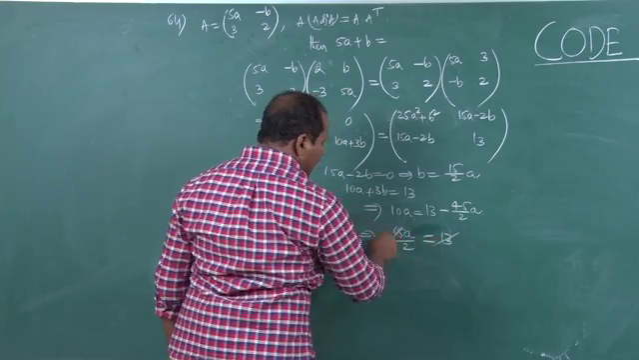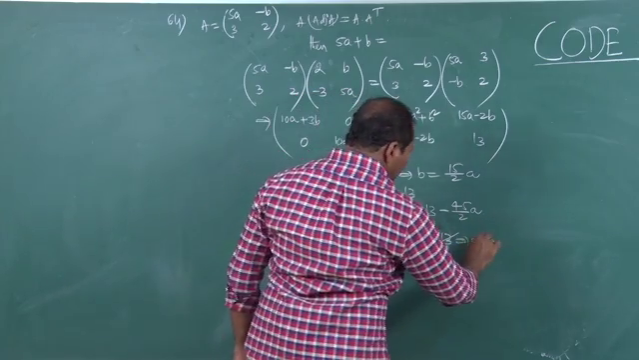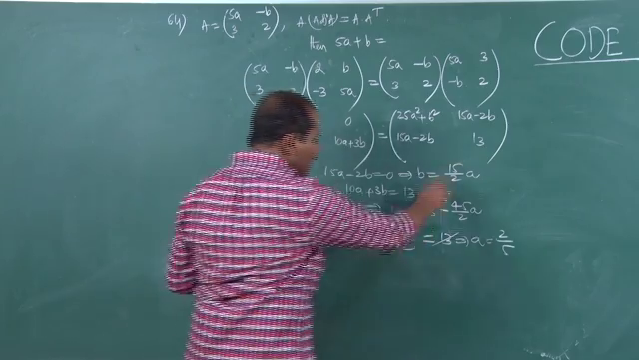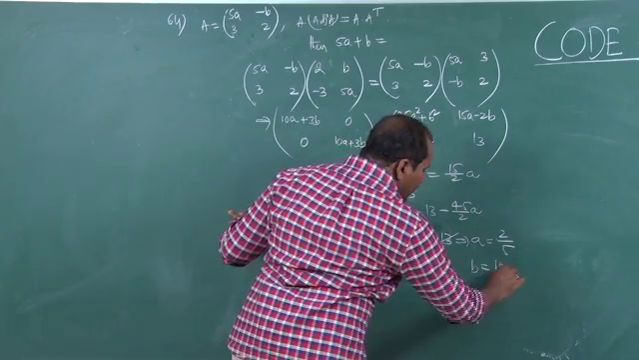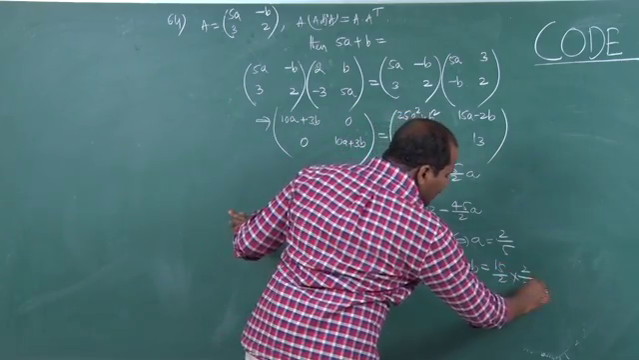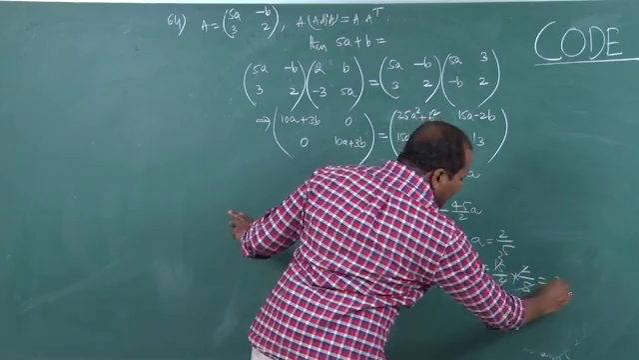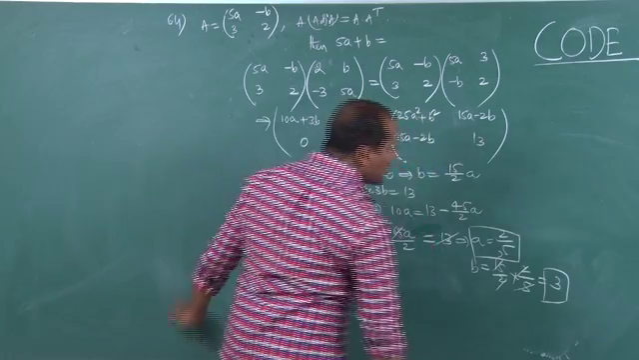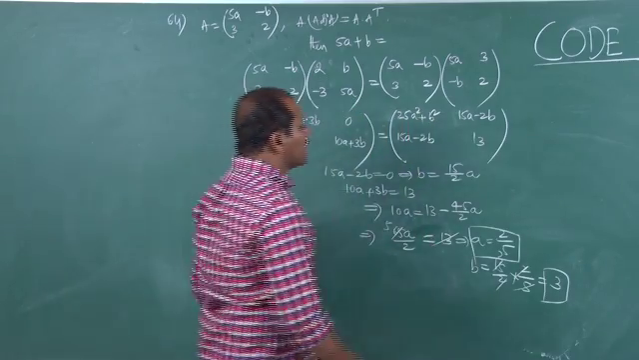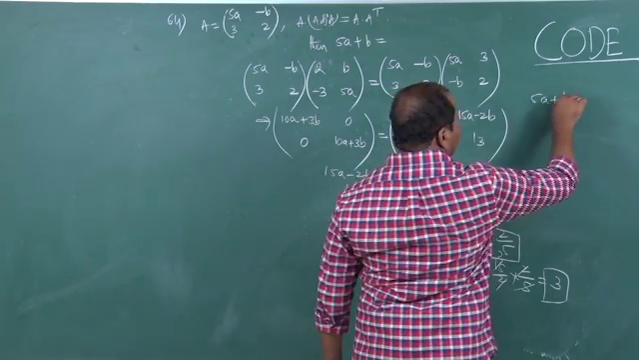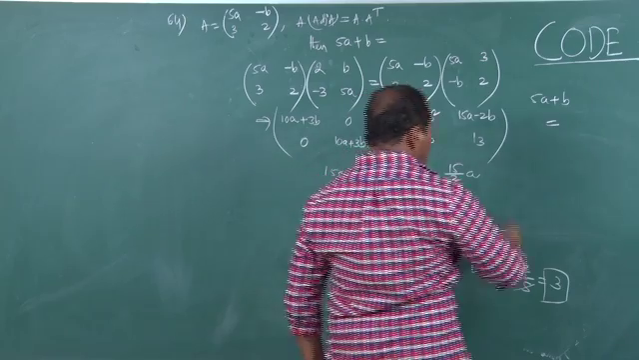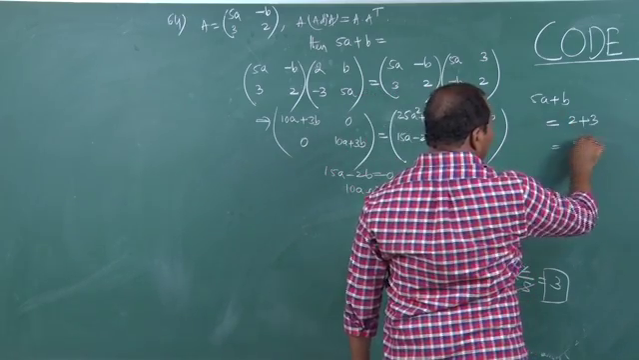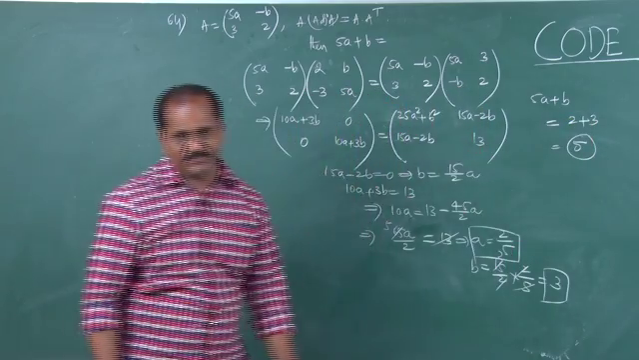That equals 13, and this cancels 5 times, which implies a equal to 2 by 5. This is the value of a, and b equal to 15 by 2 into a, where a is 2 by 5, gets cancelled 3 times. Hence the final answers are a equal to 2 by 5 and b equal to 3. But the given question asks for 5a plus b: 5a equal to 2, b equal to 3, hence the answer is 5.